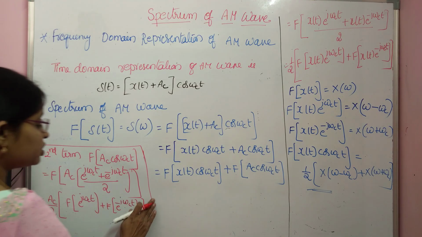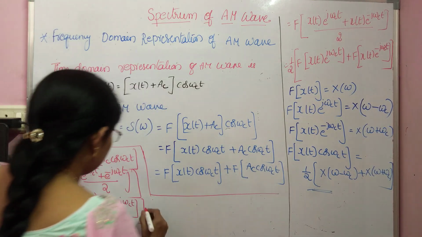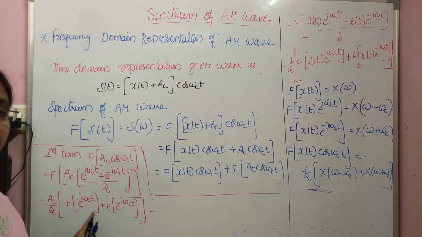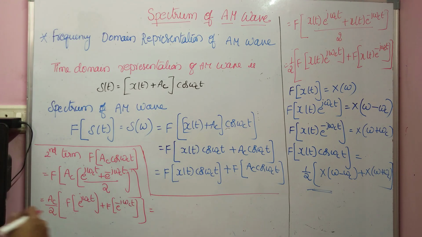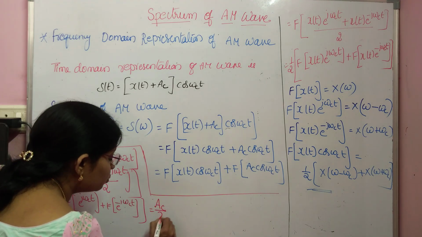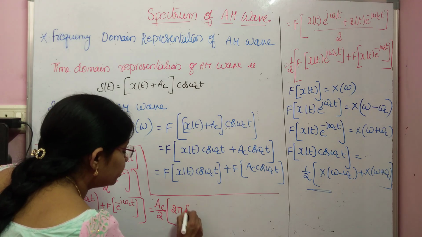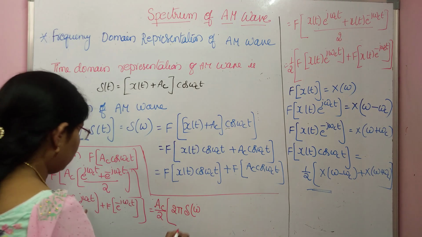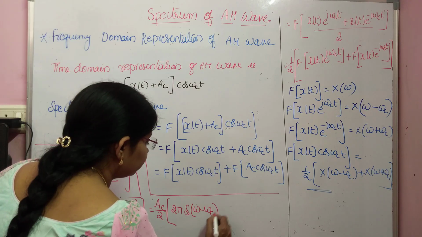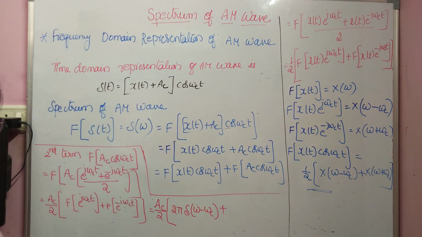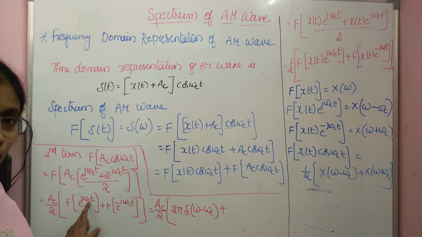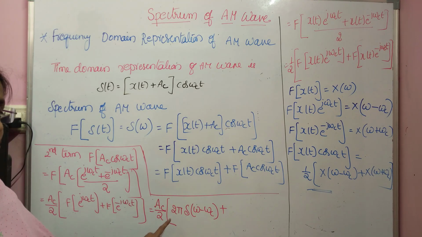Okay. So how much is it? That is equal to, what is the Fourier transform of an exponential function? It is Ac by 2 of 2 pi into delta of omega minus omega c, an impulse function shifted by this term omega c. Okay, and its amplitude is 2 pi.